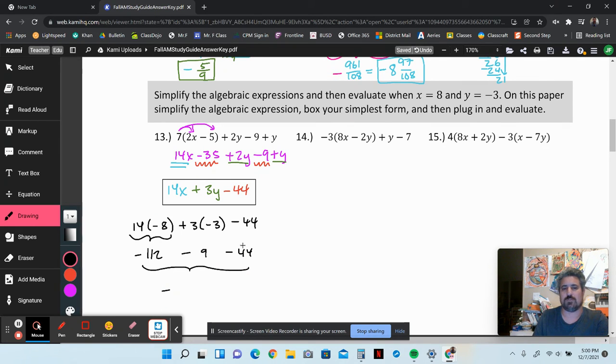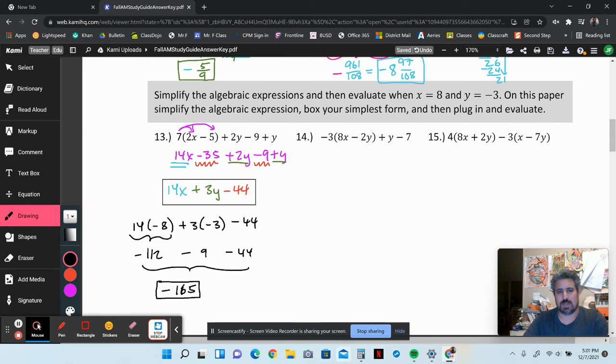What's 112 plus 44? Well, 112 plus 4 is going to be 116, plus 40 more is going to be 156. And then 156 plus 9 is going to be saying it's 156 plus 10, take away 1. So that's 166 take away 1, which is 165. So you're going to end up with negative 165 as your answer for this problem.